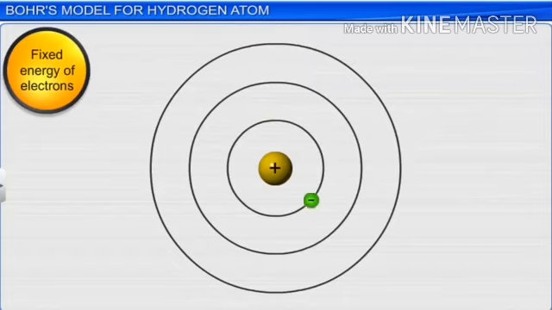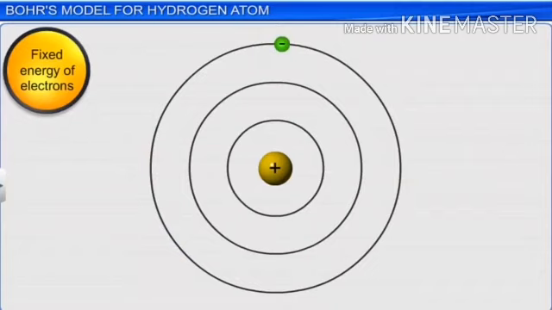So next is fixed energy of electrons. Niels Bohr has told that the energy of an electron in an orbit is fixed. It won't change at all. Each electron present in a particular orbit will have the same constant fixed energy. Its energy won't change unless it absorbs energy. If an electron absorbs energy, it will get promoted to a higher energy level, where the electrons will have more energy.